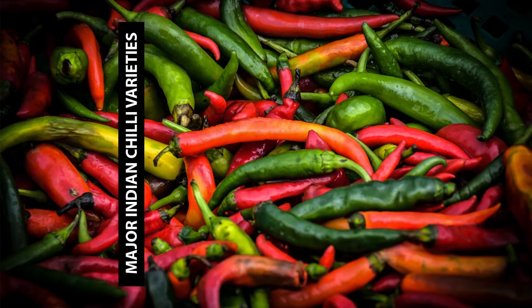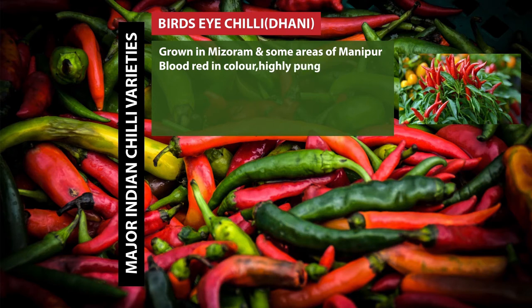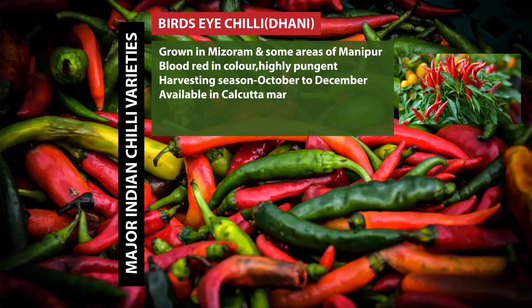Major Indian chili varieties. Bird's Eye Chili, Dhani, grown in Mizoram and some areas of Manipur. Blood red in color, highly pungent. Harvesting season, October to December. Available in Calcutta market. ASTA color value 41.7. Capsaicin 0.589%.